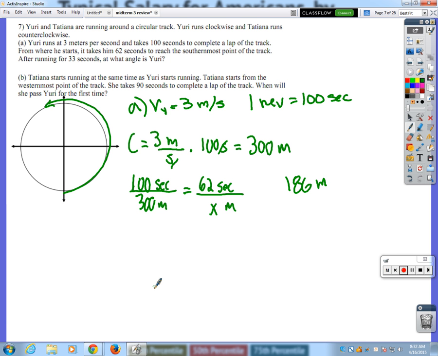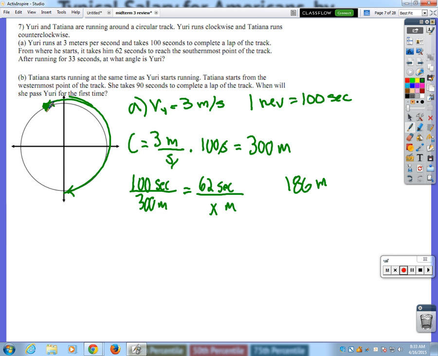And so he's going clockwise. I'm sorry, I drew that in a confusing way. If he's starting here, we know he gets to the southernmost point. So we're just trying to figure out where he started from. How do we do that? If we know that he went 186 meters and we know the whole track is 300 meters.